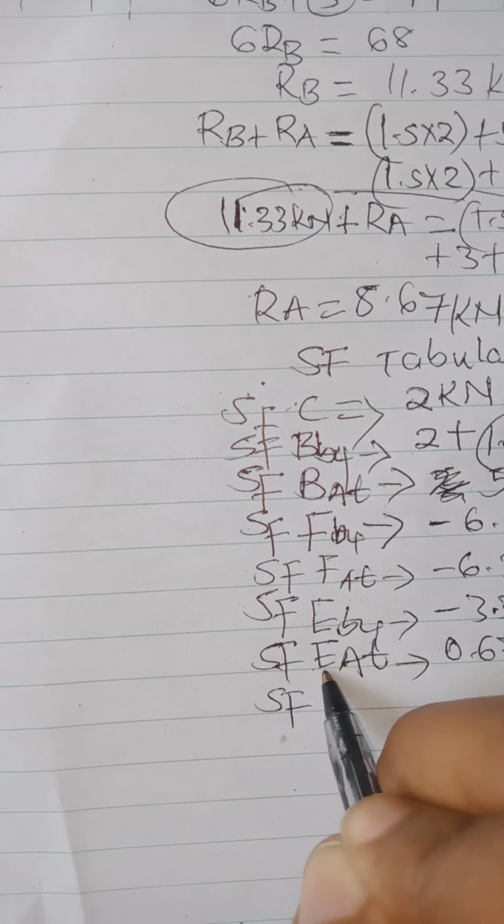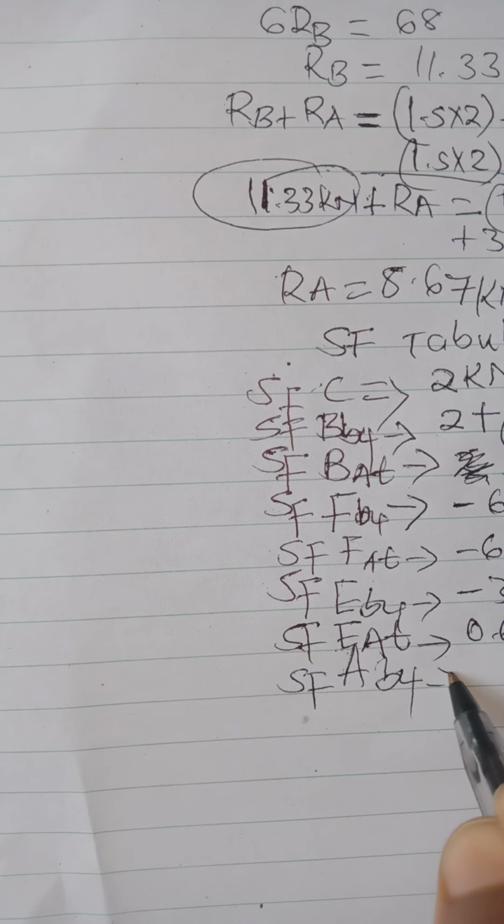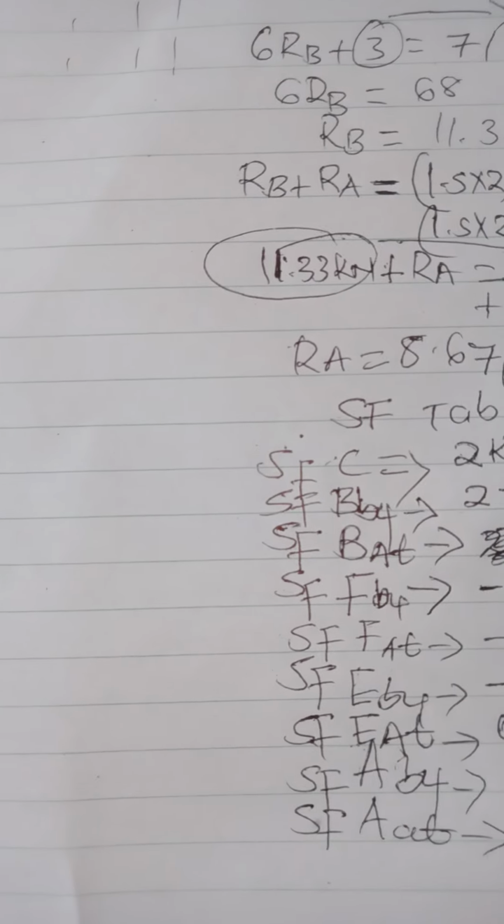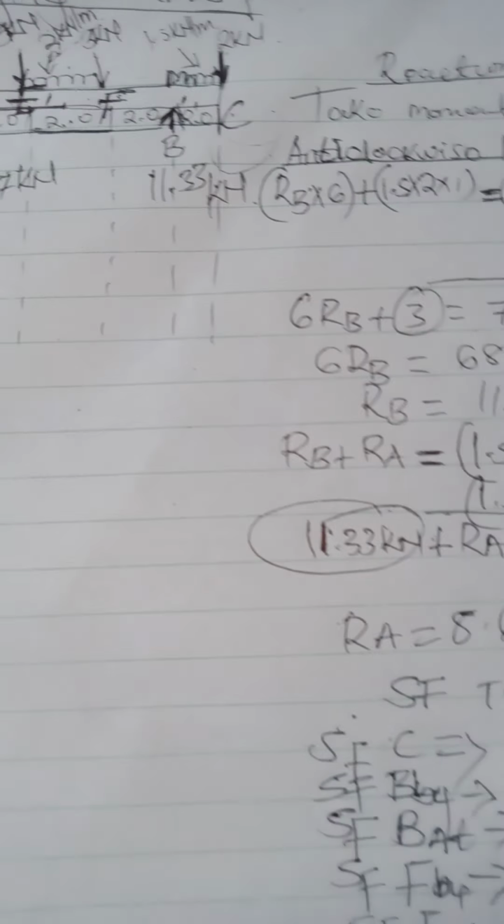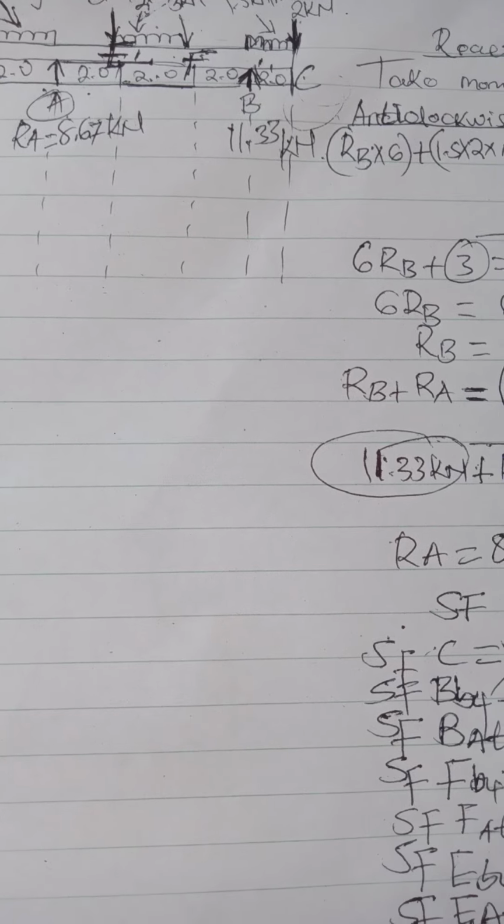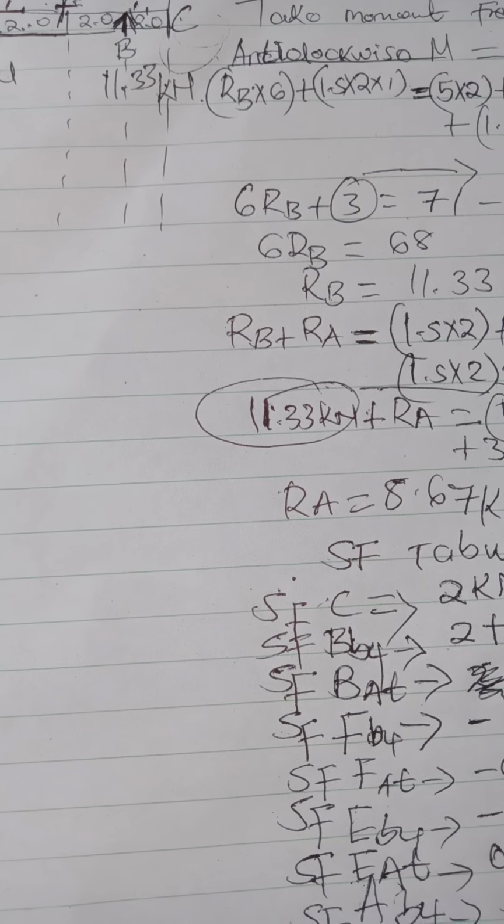Then the SF before A is actually this value. It will remain the same, 5 kilonewtons. Then the SF at A will be 5.67. You subtract this value here, 8.67. Then we have negative 3 kilonewtons.